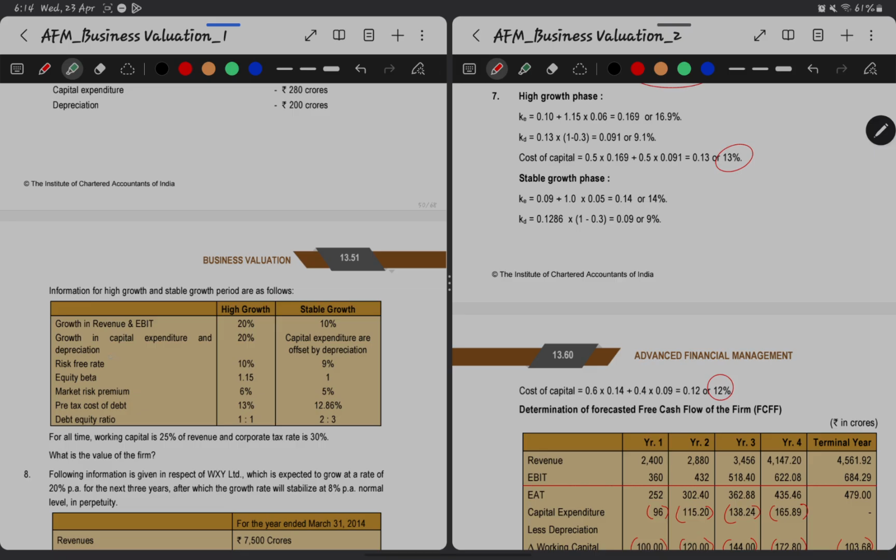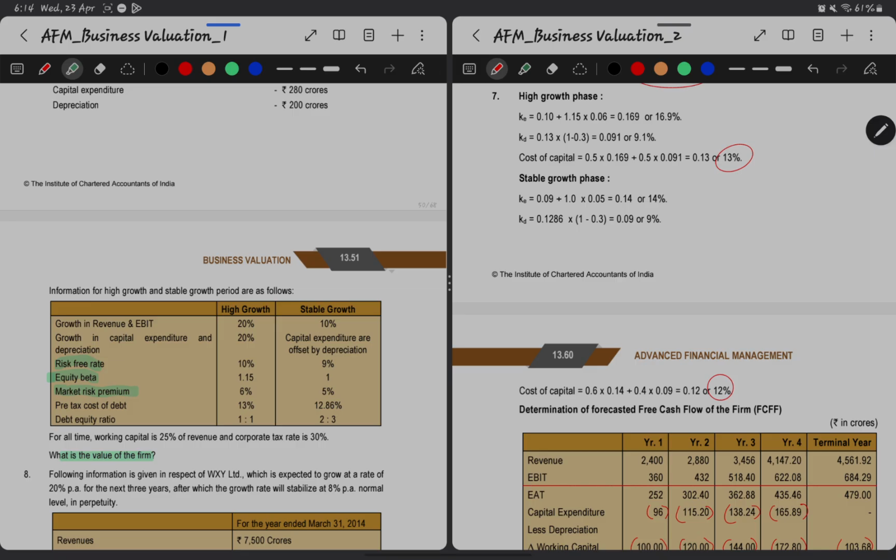market risk premium. These three will be helpful in calculating the expected return as per CAPM, so KE, and growth rate. Then pre-tax cost of debt is there, so we need overall cost of capital, right, for calculation of value of firm. Because the requirement is value of firm. Then the debt equity ratio is given. Then working capital is 25% of revenue, they have told, and corporate tax rate.